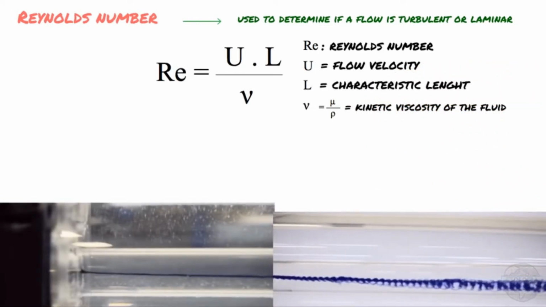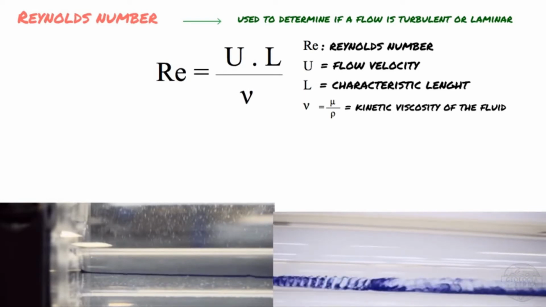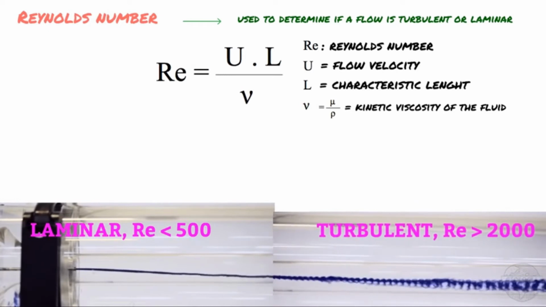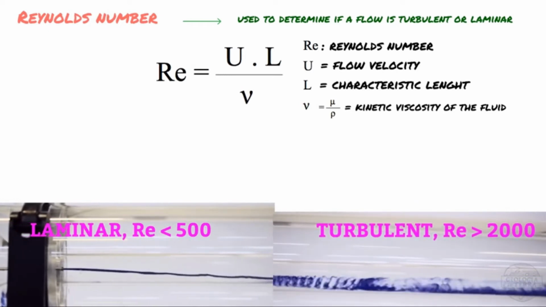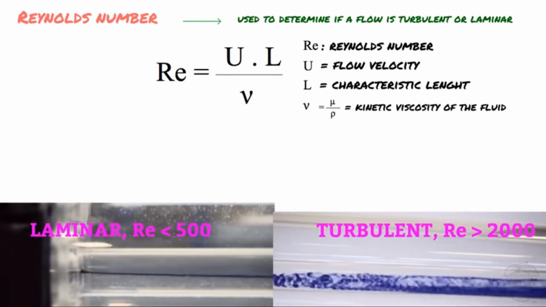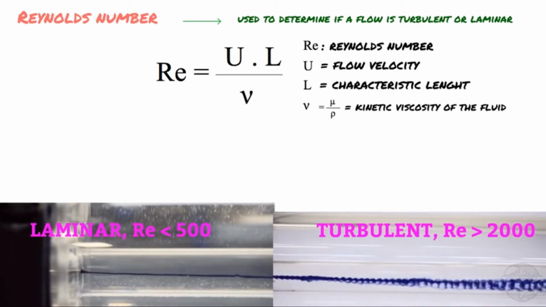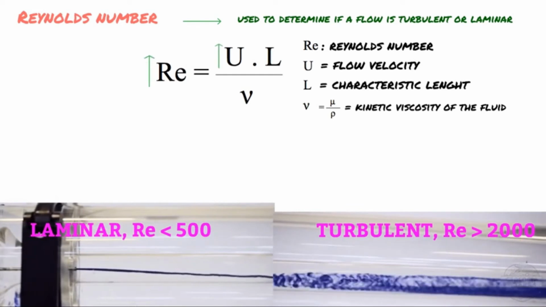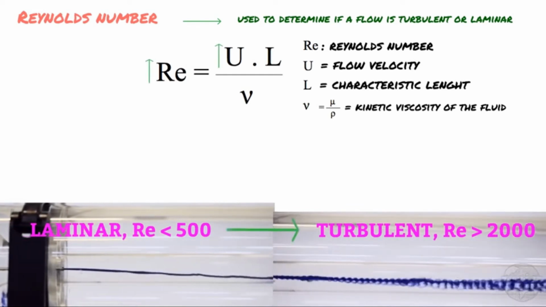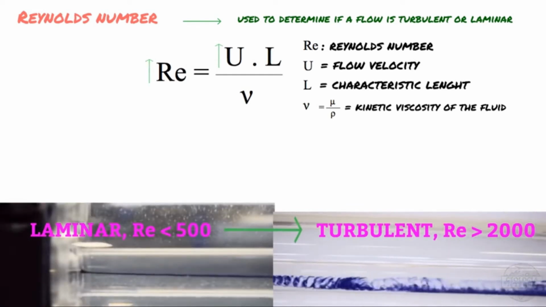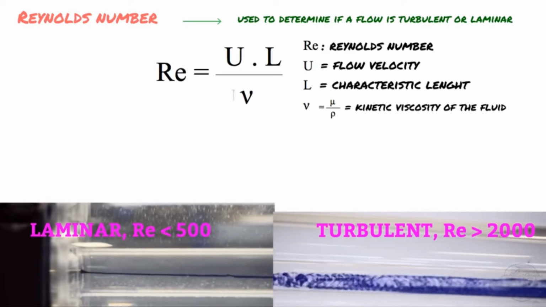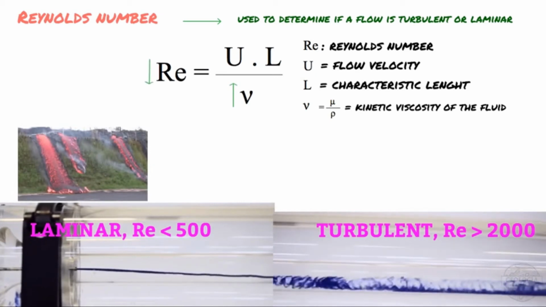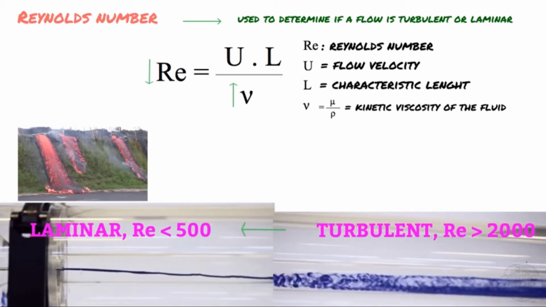Now, the flow is considered laminar when the Reynolds number is low, lower than 500, and turbulent when it's high, higher than 2000. Between these numbers, we have a transition area. So, for example, when the velocity of a flow increases, we tend to go from a laminar flow to a turbulent flow with a larger Reynolds number. When we increase the viscosity of the fluid, as for example in cases of debris flow or lava flow, we tend to have a laminar flow with a smaller Reynolds number.